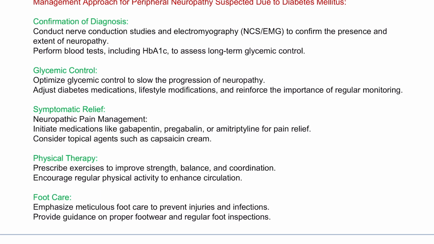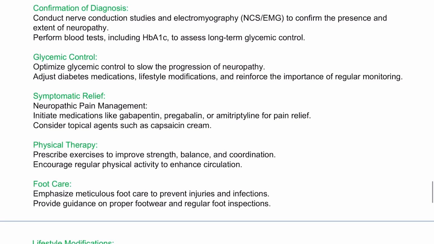These are the further questions. The examiner may ask you, okay, how is this peripheral neuropathy because of the diabetes? How are you going to approach this case now? So first of all, confirmation of the diagnosis. We want to know about the glycemic control. We want to optimize the glycemic control. Then symptomatic relief, so neuropathic pain management.